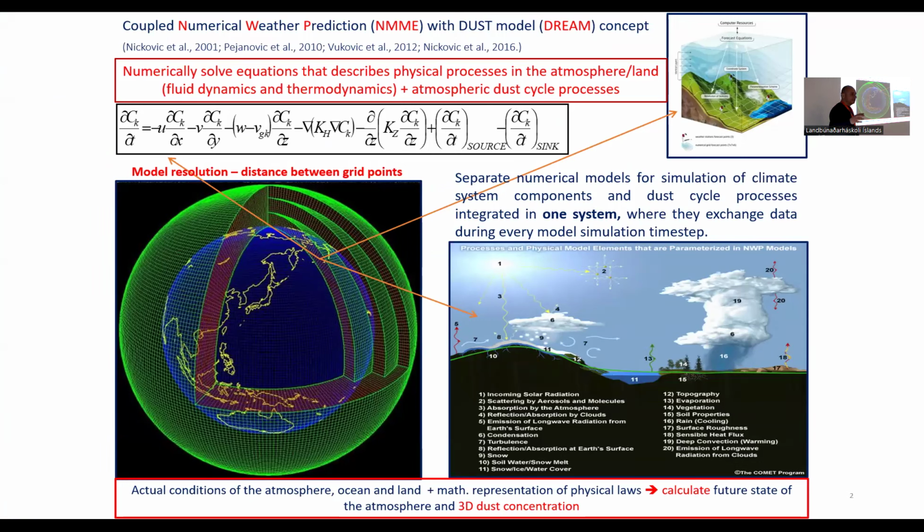This is a fully coupled dynamic model, where we have separate numerical models for simulation of climate system components. You have the atmospheric part of the model, which is a non-hydrostatic model, and then the dust model. These two interact, they are dynamically coupled. In each of these grid boxes, the equations are solved in each time step, and the grid boxes communicate in each time step in the model.